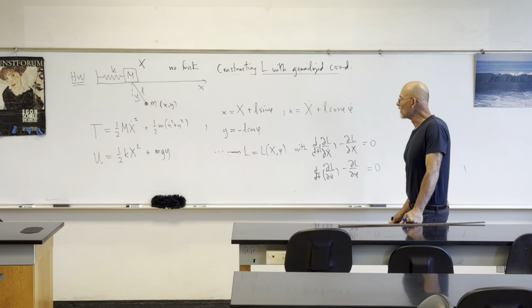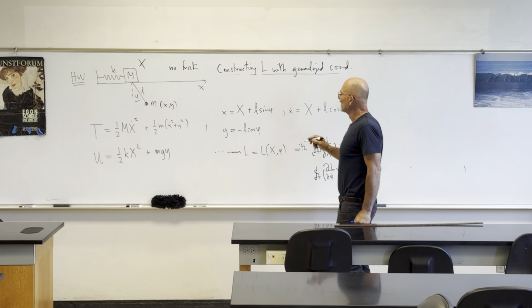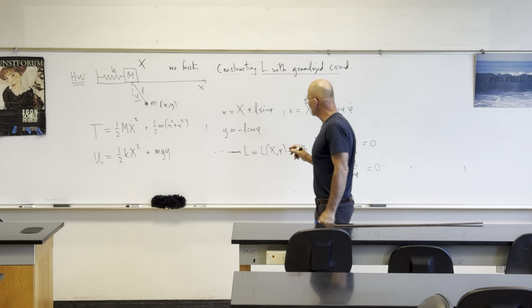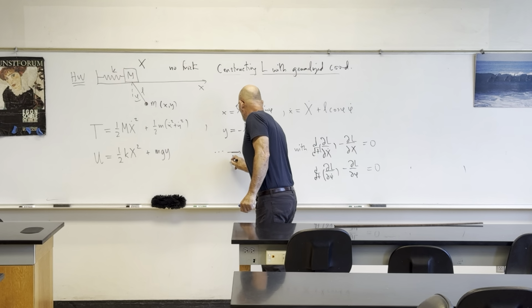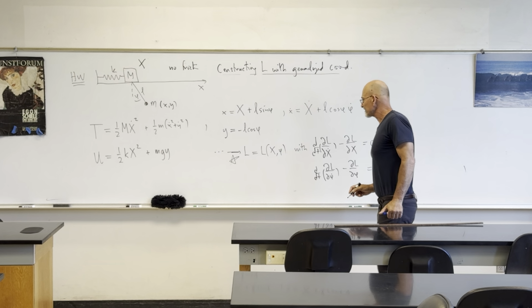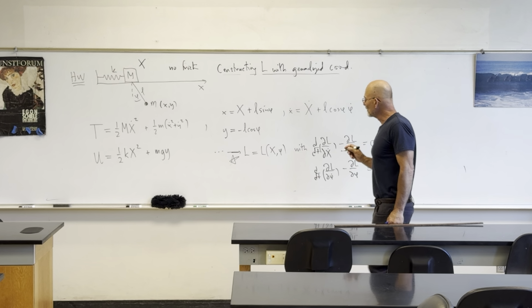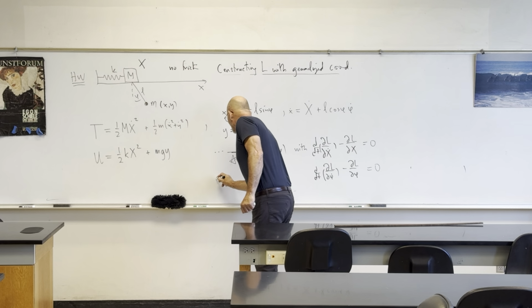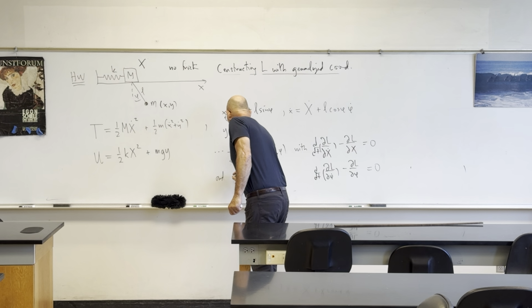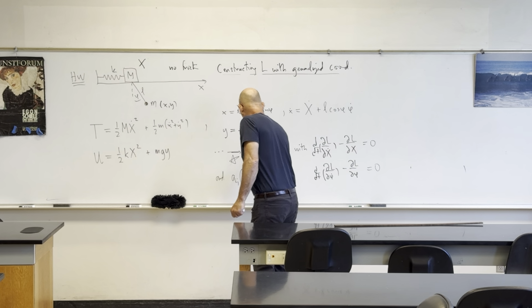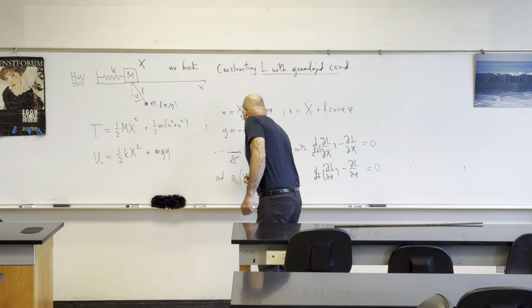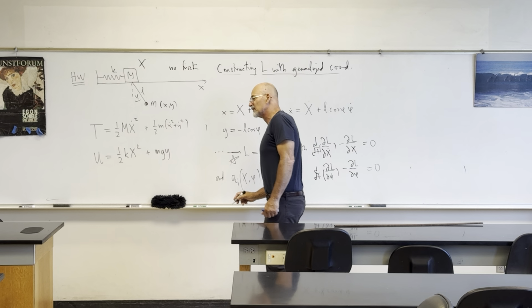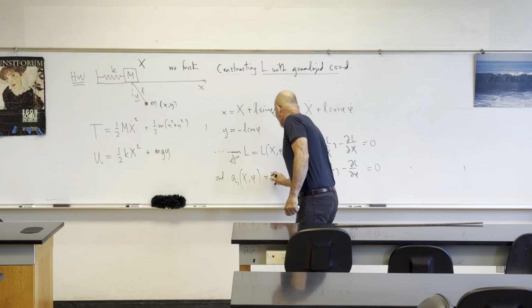But yeah, so the task is homework, so construct L. And the other thing will be the matrix, I'll just call it Aij of X and phi. It's going to be a 2 by 2 matrix, equals a 2 by 2 matrix.